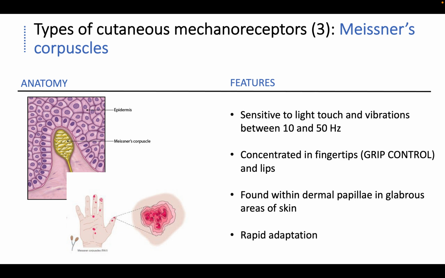These receptors are also rapidly adapting. So if you think back to our last part, these are going to be known as phasic receptors. So they adapt to that constant stimulus relatively quickly, within a second or so. And again, these are responding to some type of pressure or light touch or vibrations.